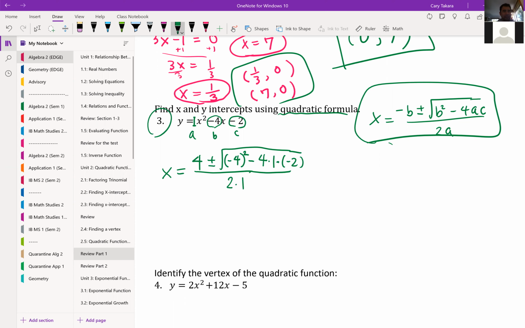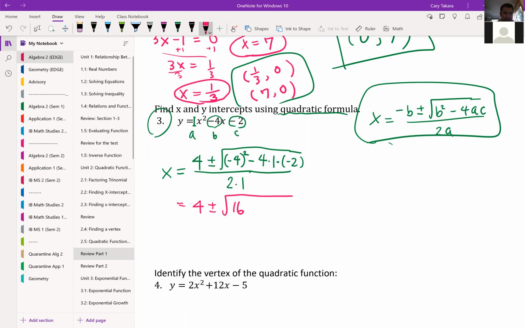Will you take a look at that? Especially this negative, that could be problematic. Do you see how I put the parentheses around negative 4? Because b is negative 4, right? So you have to do negative 4 squared in parentheses. So negative 4 squared will be positive 16.